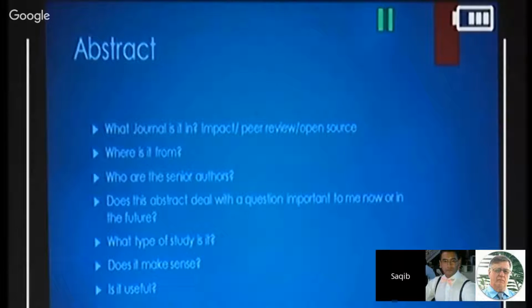So when I look at the abstract, the first thing I look at is what journal it is in. You've heard the idea of impact.